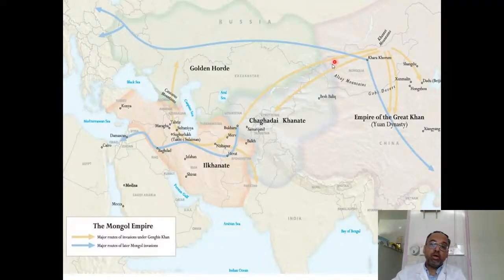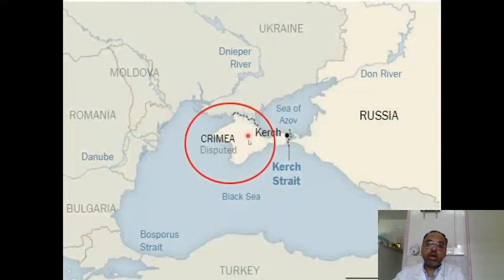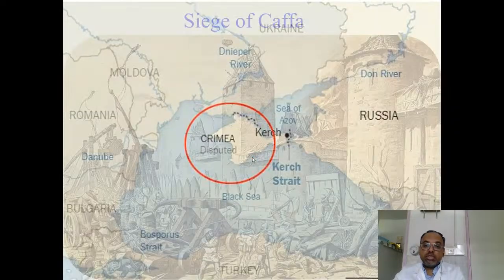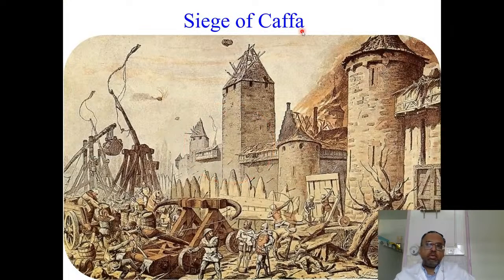So these are a group of Mongols that invaded lands south of the Caspian Sea. Another group of Mongols invaded lands north of the Caspian Sea, and they called themselves the Golden Horde. They went all the way to this region, which is a peninsula that you hear about a lot these days, these few years actually. It's named Crimea, and it's a disputed region between Russia and Ukraine. So Mongols reached a city in Crimea, which was named Kaffa at the time. I think it's named Theodosia now, and they laid siege to Kaffa.